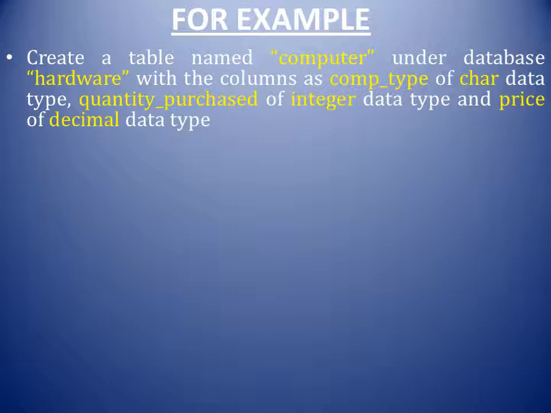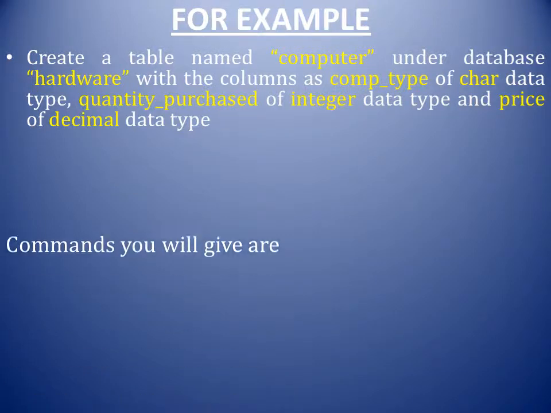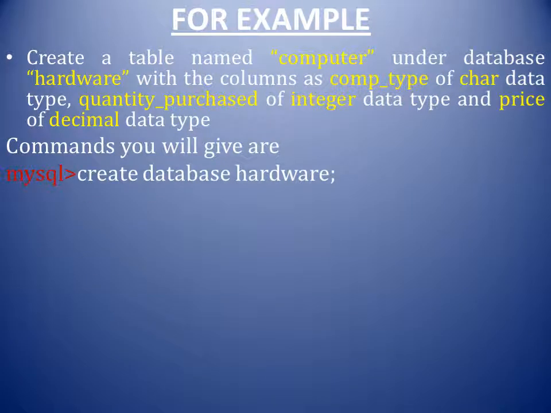Here we have to create a table named computer under the database hardware with the columns as computer type, quantity purchased, and price of data types as char, integer, and decimal. Let's see what commands we have to use here. First command, create database hardware, will create a database by the name hardware. And then we have to open this database by using the command use hardware.